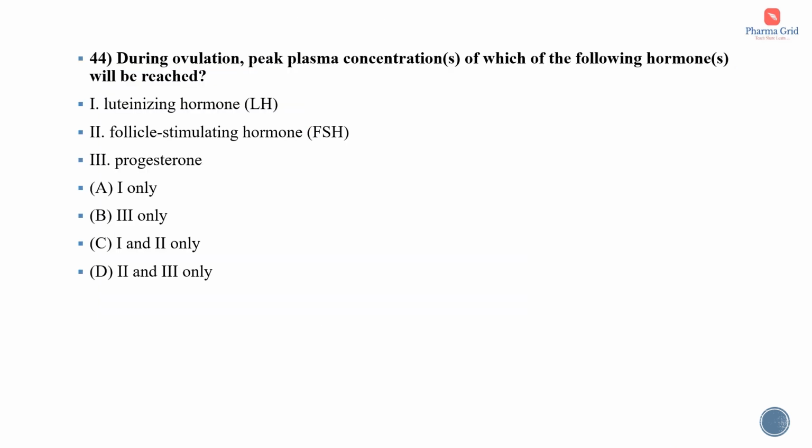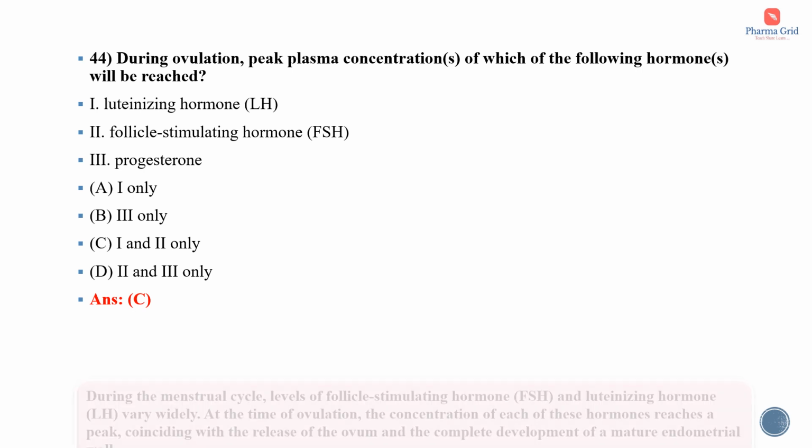Next question. During ovulation, peak plasma concentrations of which of the following hormones will be reached? The options are luteinizing hormone, follicle stimulating hormone, progesterone. So here the correct answer will be option C, that is luteinizing hormone and follicle stimulating hormone.